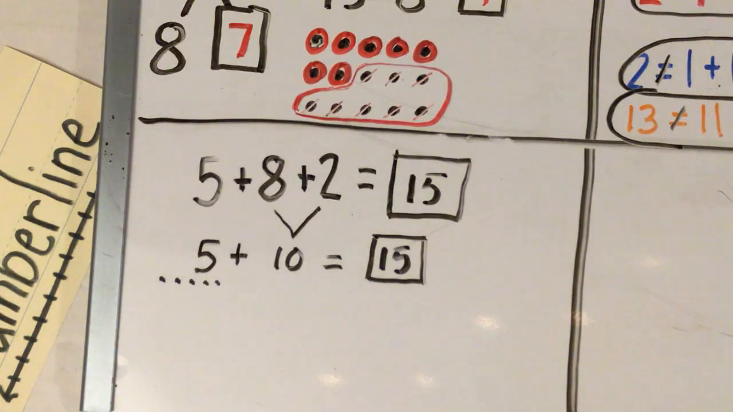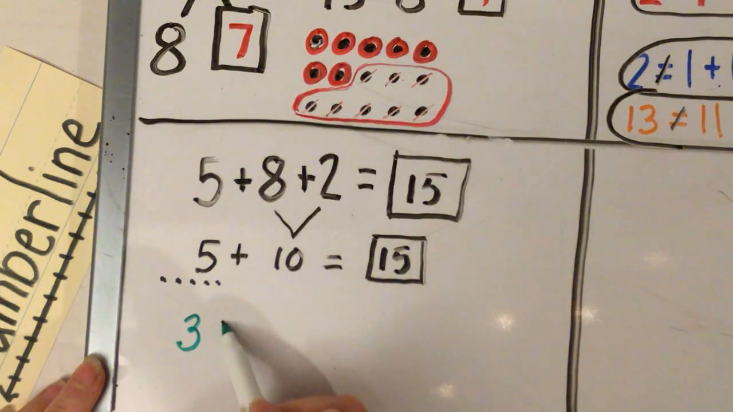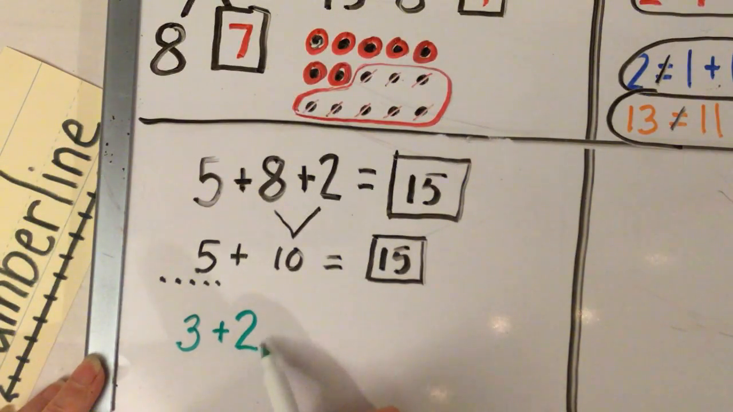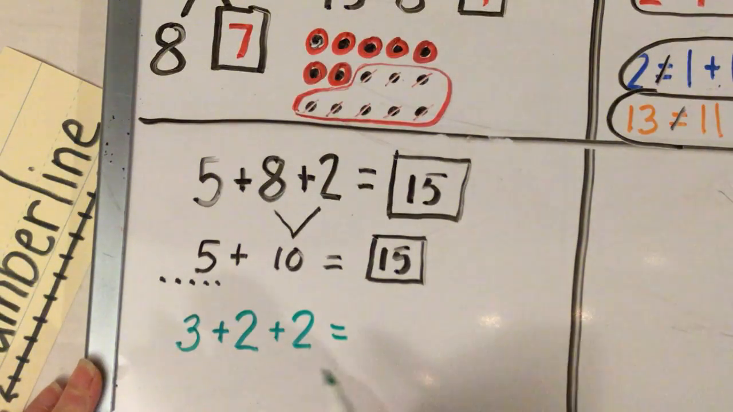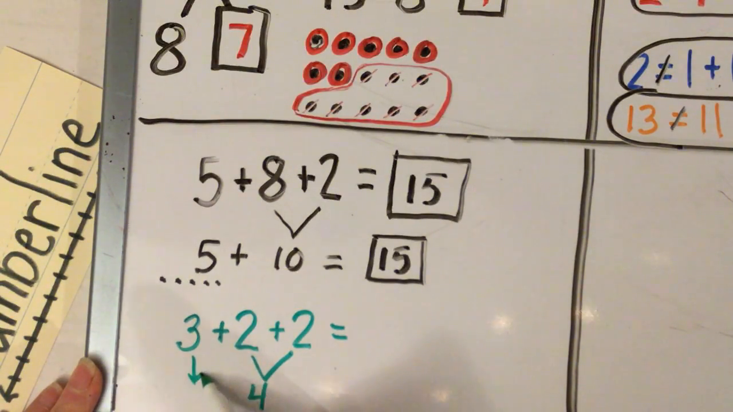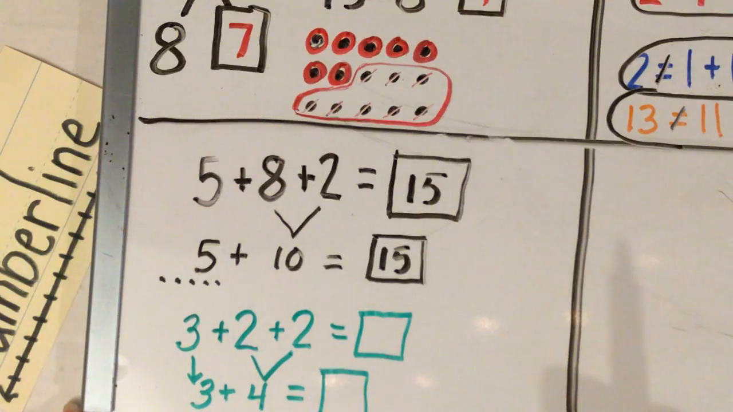We're going to do one more 3-digit equation. 3 plus 2 plus 2. I see a doubles in here. 3 plus 2 equals 4. I bring my 3 down, and 3 plus 4 equals, you can write that in on your own and practice your math. Maybe you'll count on a number line, and maybe you'll do it all on your own.